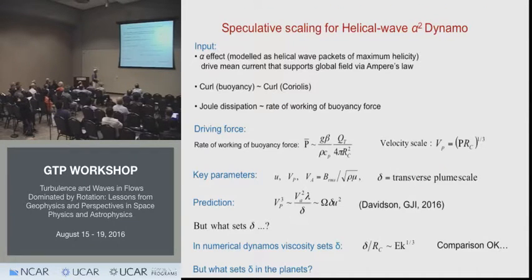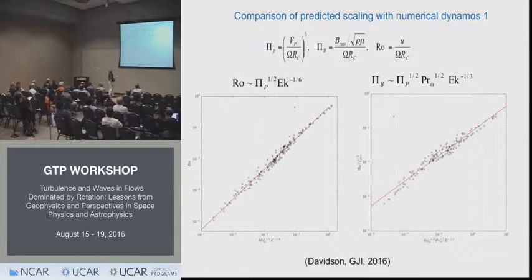So you add that estimate of delta to the scalings. It's only true in the simulations, never true for planets. Here, this is the Rossby number scaling. This is a measure of the intensity of the convection, and it's predicted to scale as pi sub p, which is essentially my forcing. Here, Ekman number to the minus 6. So the red line is the predicted scaling. These are a suite of numerical dynamos. It seems to pick up rather well the scaling for the Rossby number.